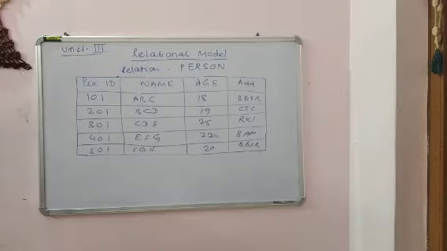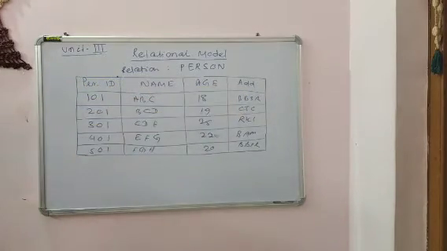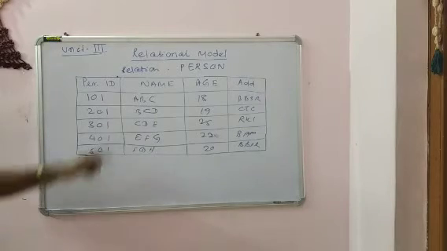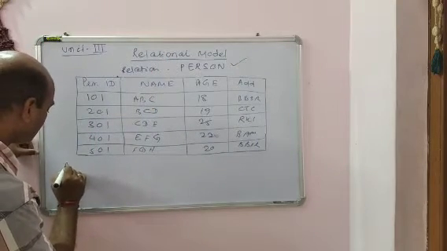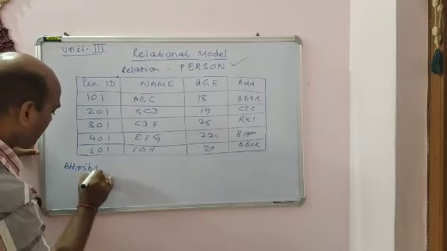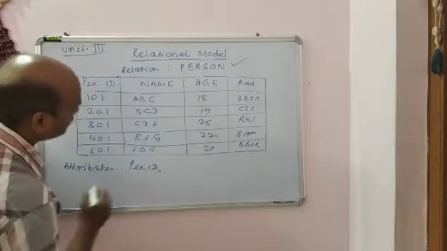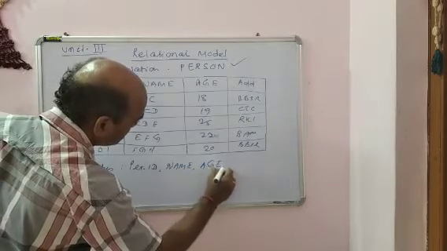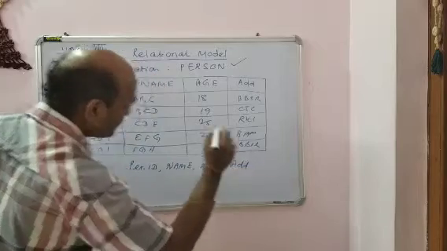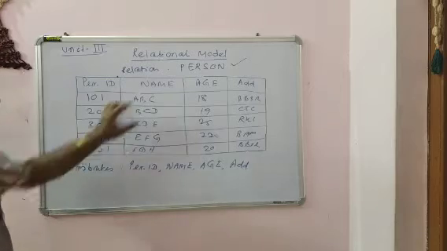Okay, so this is a person. This is a table. The columns person ID, name, age, and address are the attributes of the relation person. So the relation is person, and the attributes are person ID, name, age, and address.